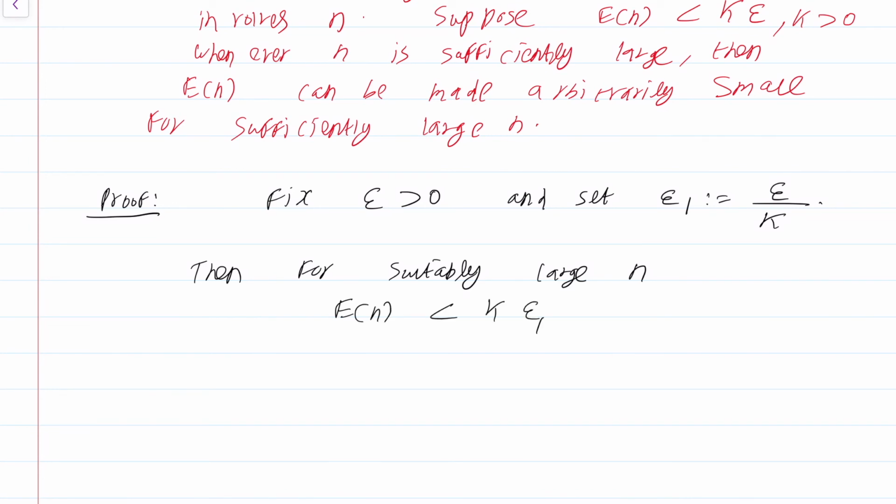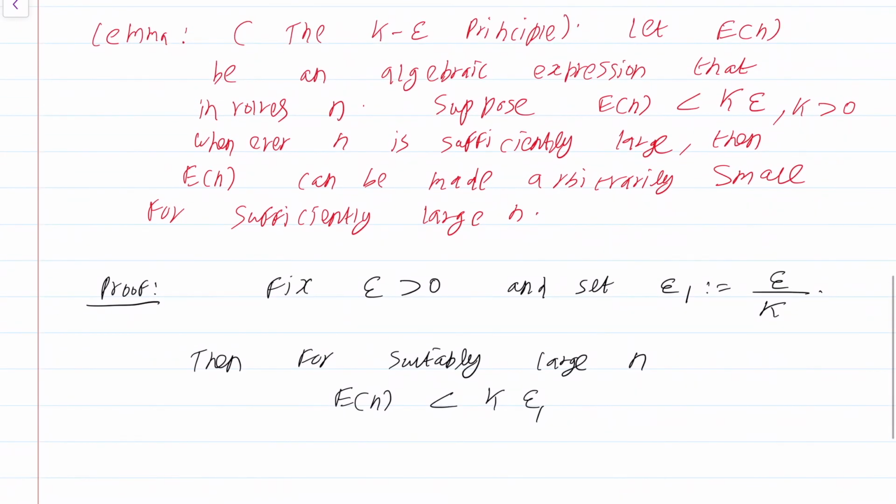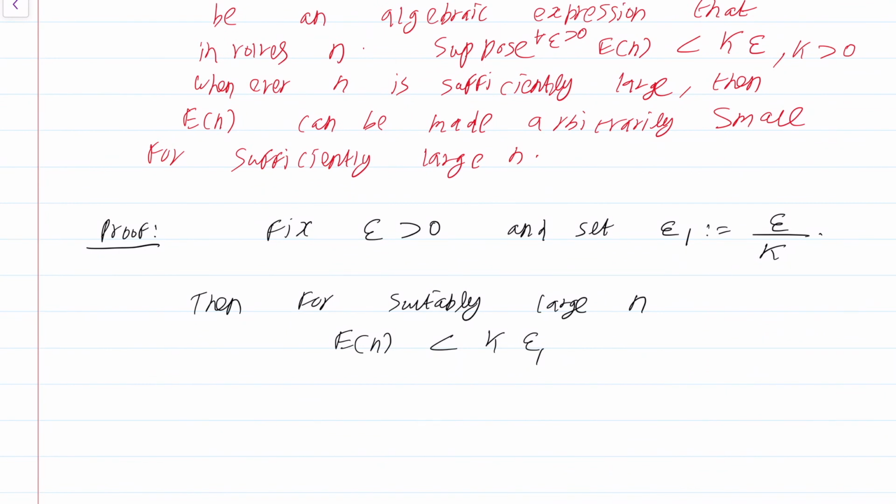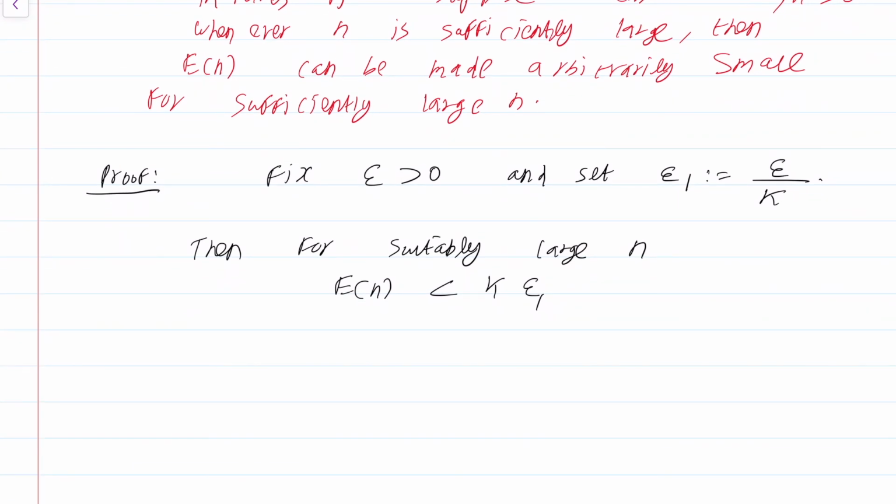Why is this the case? Well, in the hypothesis that E of n is less than k epsilon whenever n is sufficiently large, that epsilon could be any number whatsoever. What we have done is we have chosen that epsilon to be epsilon 1. So to make sure that there is no confusion whatsoever, suppose for each epsilon greater than 0, E of n is less than k epsilon, k greater than 0, whenever n is sufficiently large. Suppose you can do that for each epsilon. In particular, you can do it for the choice of epsilon to be epsilon 1. So E of n can be made less than k epsilon 1 whenever n is suitably large. But this is just epsilon. Right? This is just epsilon.